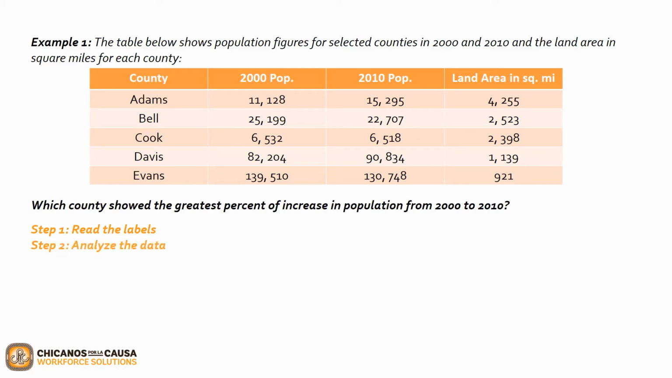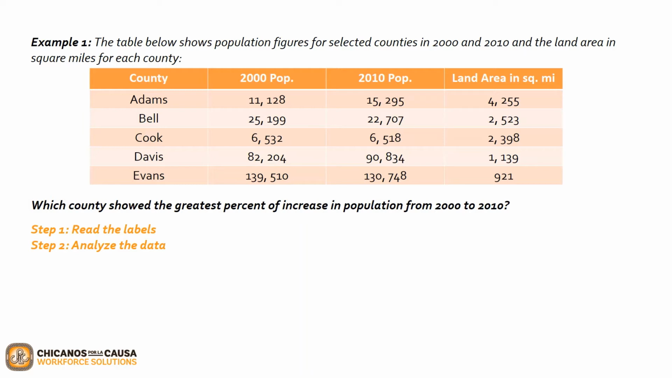Step 2, analyze the data. So if we look at our counties from left to right and compare their 2000 and 2010 population, we can see some immediate differences. We see that only Adams and Davies counties increased in population, while the others decreased. This helps us narrow down the data which is actually necessary for the problem.